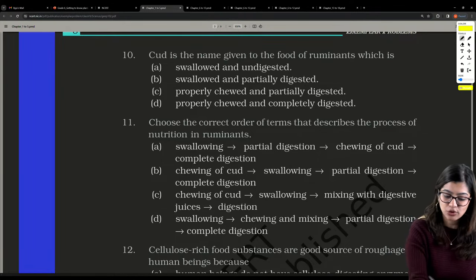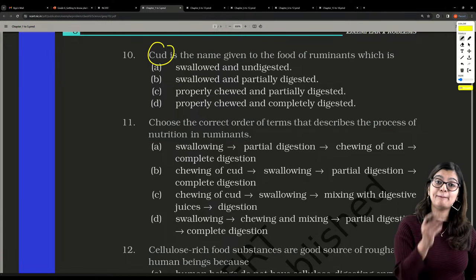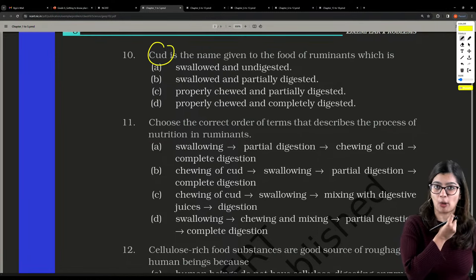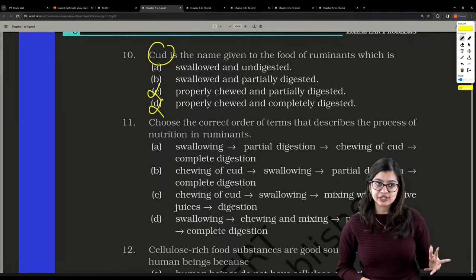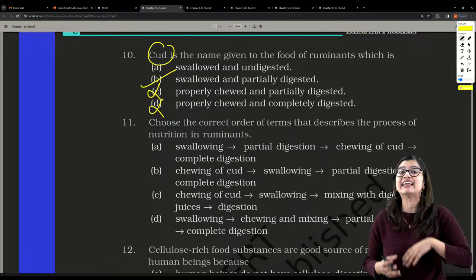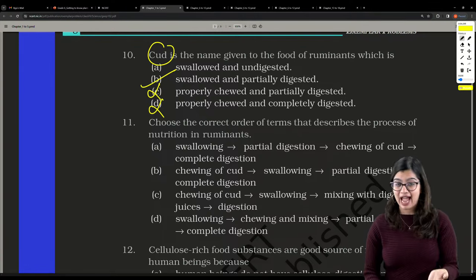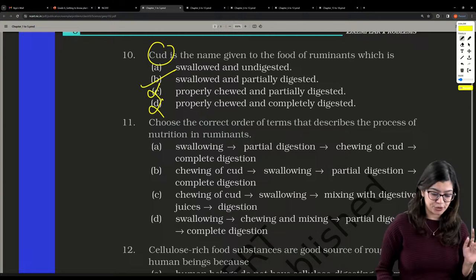Very good. So we know that cud formation takes place when the food is only partially chewed. They don't chew it properly, so you cannot say that it is properly chewed, but it is partially chewed and then it is swallowed and then it is partially digested and regurgitated, or sent back into the mouth for further digestion. So the correct answer is option B.